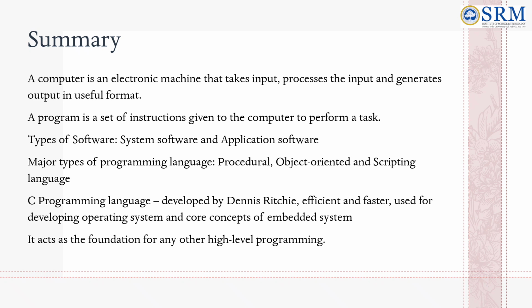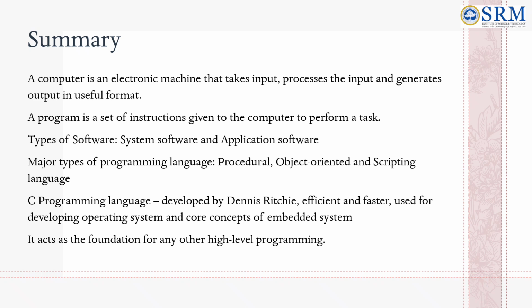Great work today. Let's quickly recap what we have learned. A computer is an electronic machine that takes inputs, processes the input, and generates output in a useful format. A program is a set of instructions given to the computer to perform a particular task. We know there are two types of software: system software and application software. And there exist different types of programming languages. We have seen the major types like procedural, object-oriented, and scripting languages.